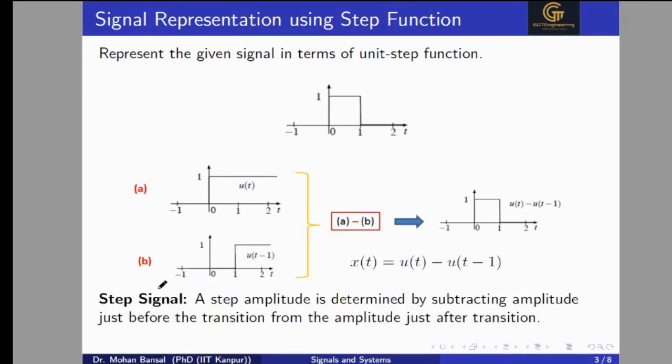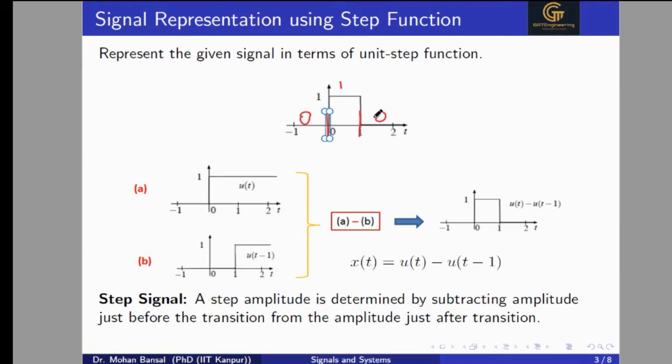Now there is one trick to remember for solving this. A step amplitude is determined by subtracting the amplitude just before the transition from the amplitude just after the transition. It means we have to see where our transitions are. One transition is at t equal to 0. Just before the transition its amplitude value is 0, and just after the transition its amplitude value is 1. Similarly, we have to check another transition at t equal to 1. Its amplitude value is 1 just before the transition and 0 just after the transition.